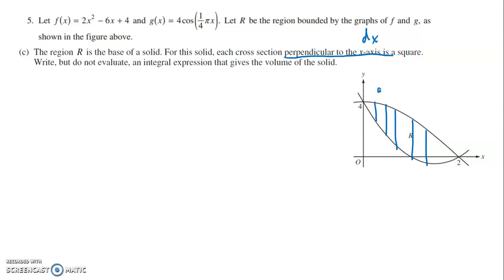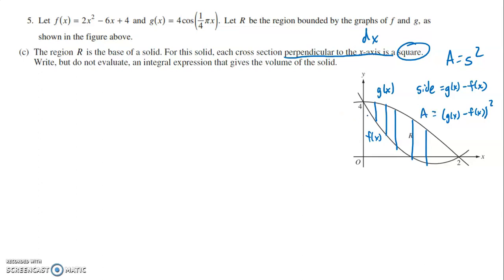Now, at each point, we can take the distance between g of x and f of x, and that is going to become the base of a square. To find the area of a square, it's just side squared. So each side for our square is going to be g of x minus f of x. So the area of each cross section is just going to be g of x minus f of x, squared. That's what the area of each cross section is going to be since they're squares.